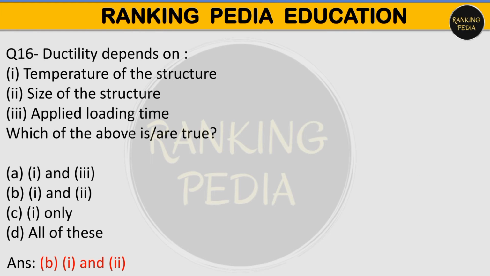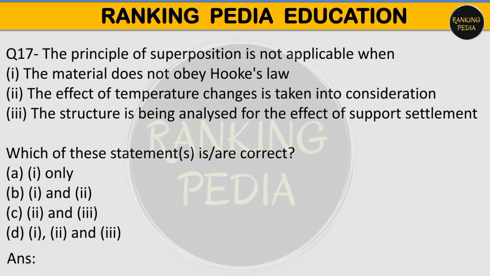Next question is, the principle of superposition is not applicable when, your options are the material does not obey Hooke's law, the effect of temperature changes is taken into consideration, the structure is being analyzed for the effect of support settlement. So which of the following is correct? So the principle of superposition is not applicable when the material does not obey Hooke's law. So which of the following is correct? That is option number A, first only is correct.